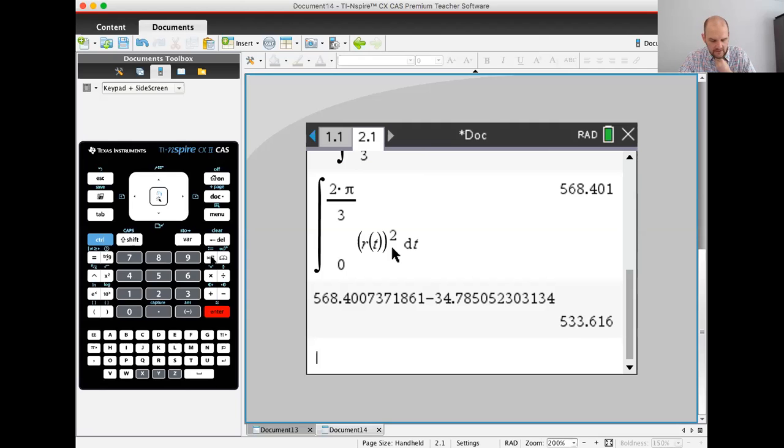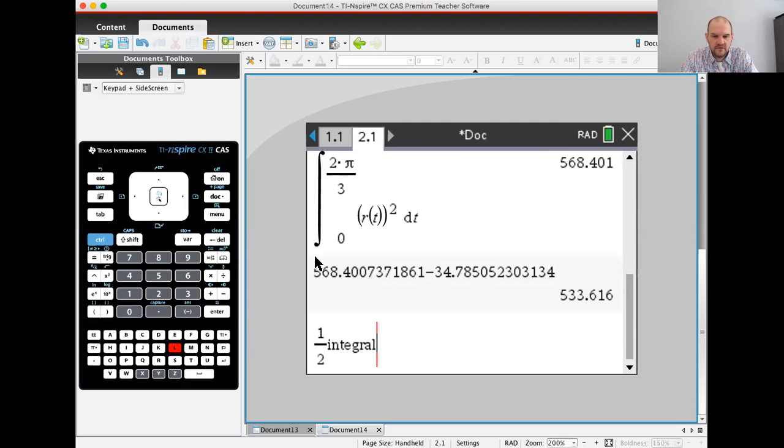I didn't actually work out another way that I could get the total area. Let me see if I can work it out. I want to go backwards to negative, I think I want to go negative 2 pi over 3 to 2 pi over 3. So I think I want to do 1/2 integral of r of t squared, t, from negative 2 pi over 3 to 2 pi over 3. I think that'll give me the whole area.